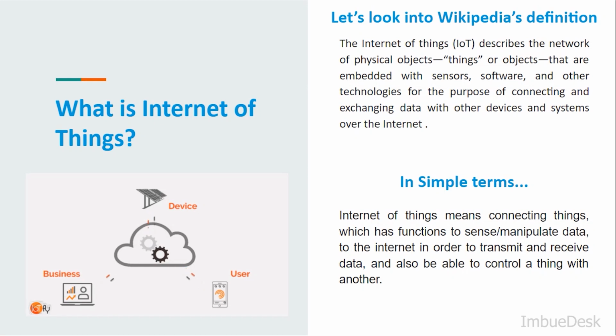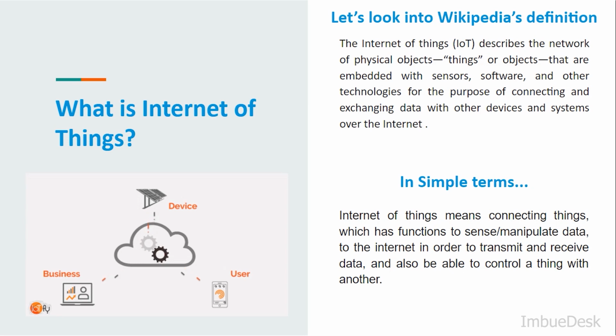What is Internet of Things? As you can see here, some data is sent and received by a device. Similarly, it is for the sake of business development and for the user to monitor data. Now let's look into Wikipedia's definition. The Internet of Things, IoT, describes the network of physical objects, that is things or objects, that are embedded with sensors, software, and other technologies for the purpose of connecting and exchanging data with other devices and systems over the internet.